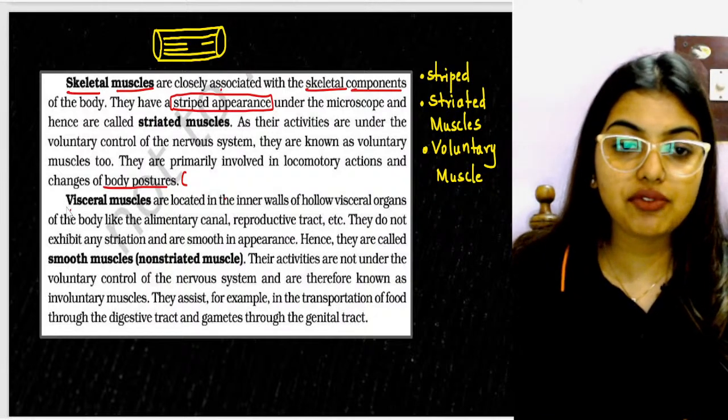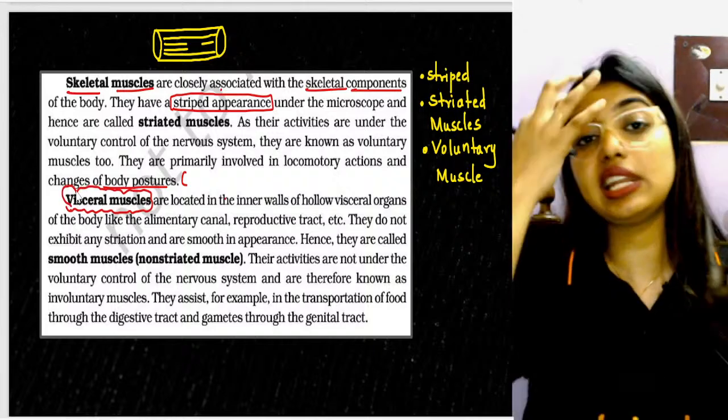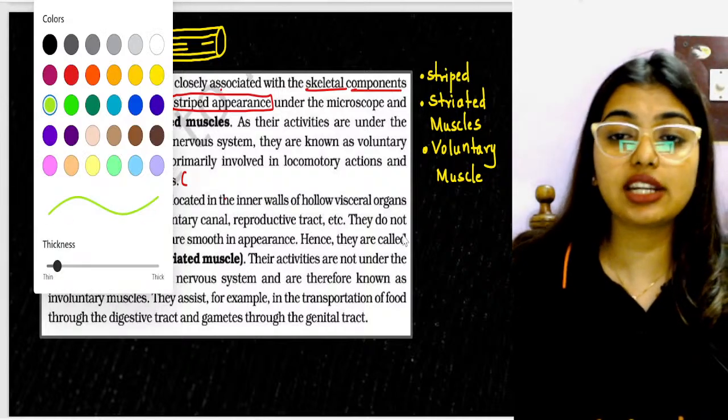Next one is visceral muscle. Students, visceral muscle and smooth muscle are two different names for the same muscle. So don't get confused. Don't be like, ma'am, they gave smooth muscle, I did not know the answer for it.